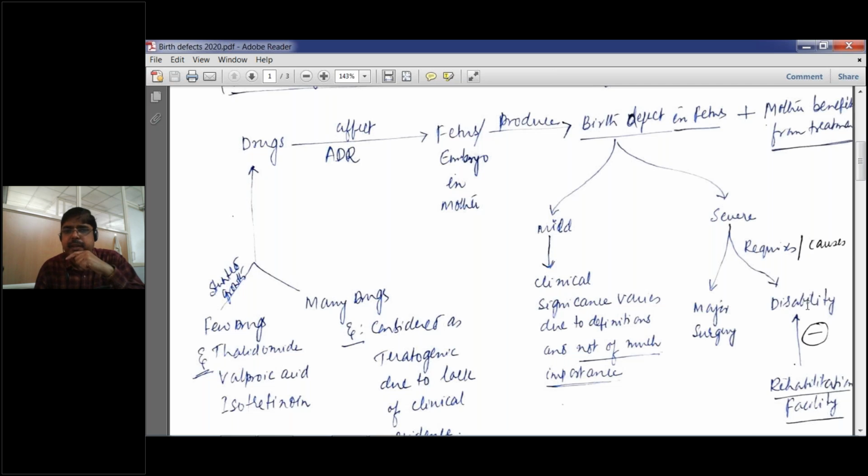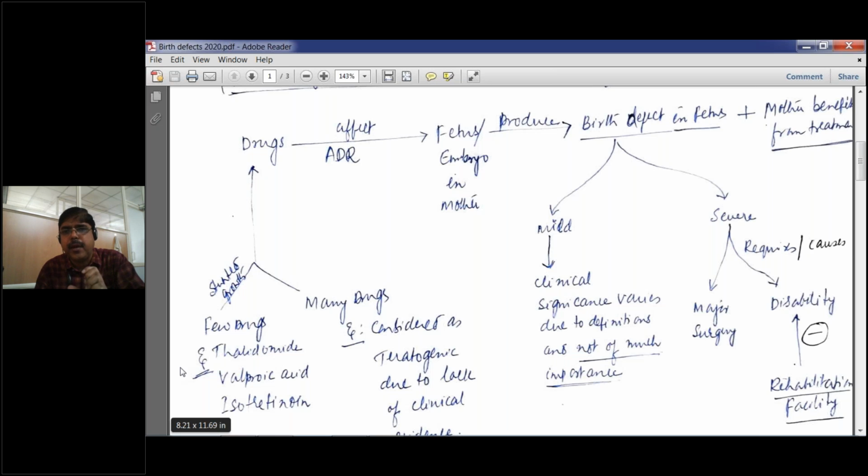birth defect in fetus. So this is where pharmacoepidemiology comes into picture. What drugs are causing, in how many patients it is causing. This is on one side where pharmacoepidemiology plays an important role by following the prescribing pattern. On the other side, pharmacoepidemiology helps you to understand what are the adverse effects that can be produced because of the drug.